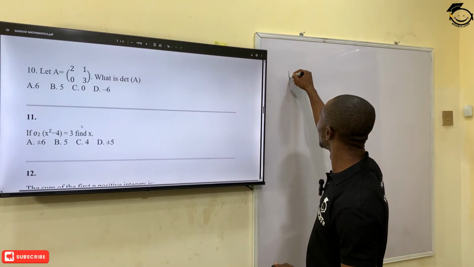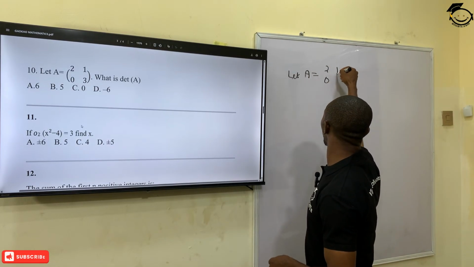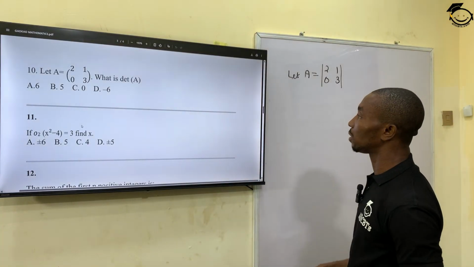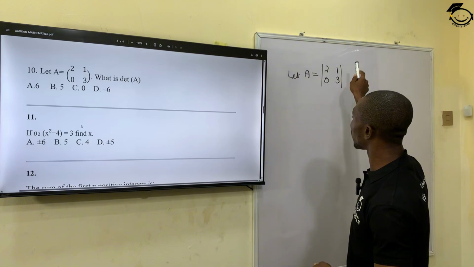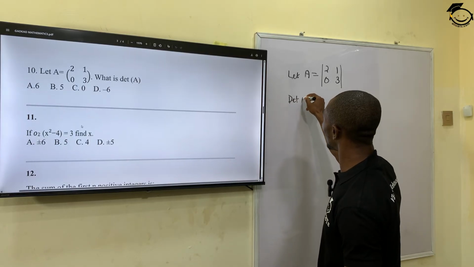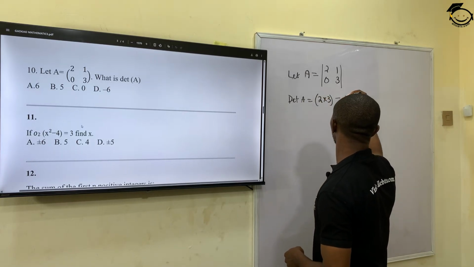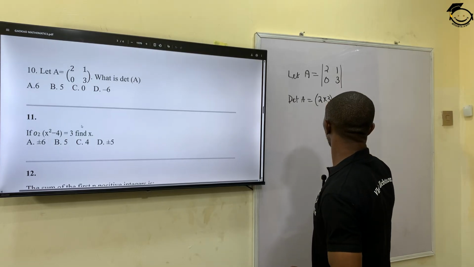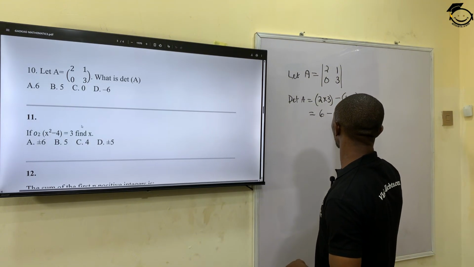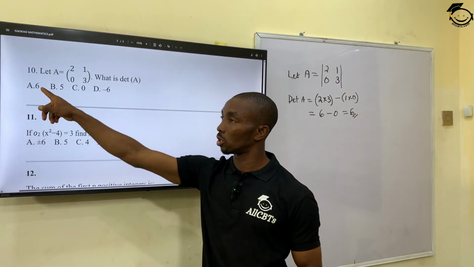Let A equal 2, 0, 1, 3. Now this is our matrix. They say we should find the determinant of A. In order to find the determinant of A, we are going to multiply our diagonals together and subtract them. So for the determinant of A, we have 2 times 3, our main diagonal, minus 0 times 1, or 1 times 0, sorry, 1 times 0. So this becomes 2 times 3, 6, minus 0, which will give us 6. So the determinant of this matrix will be 6, which is option A.